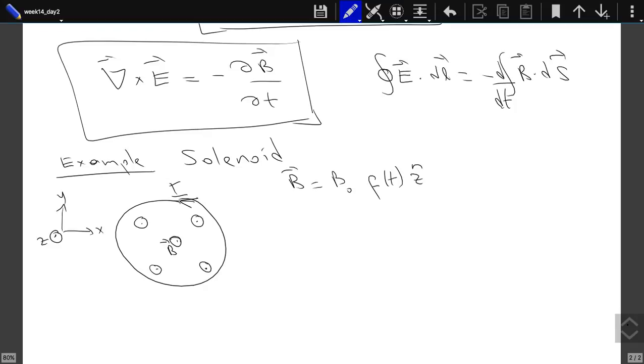Secondly, they have to form closed loops unless they go to infinity. And furthermore, they cannot start from a point. And we also know that our system doesn't change if we rotate it around the z-axis. So this tells us that the induced electric field should basically form circles around the z-axis in the xy plane.